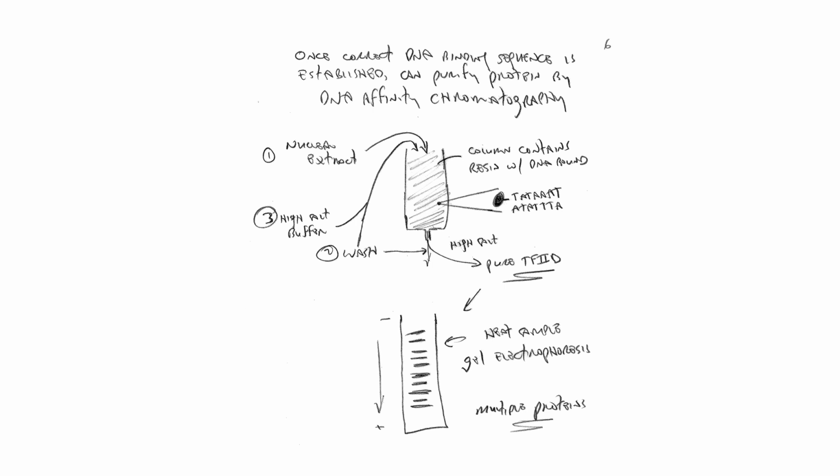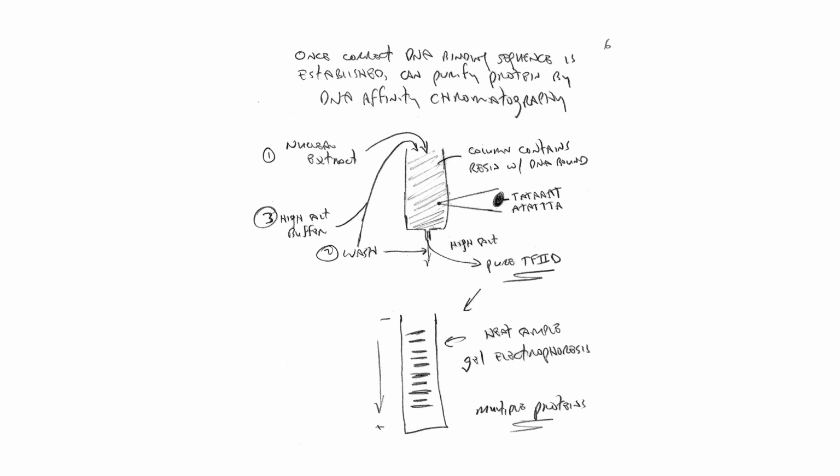So what it says is, once the correct DNA binding sequence is established, you can purify the protein by a technique which is called DNA affinity chromatography. So how does this thing work?